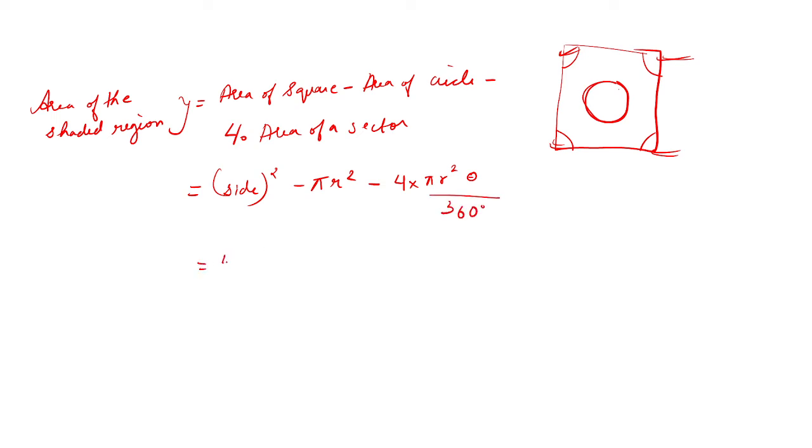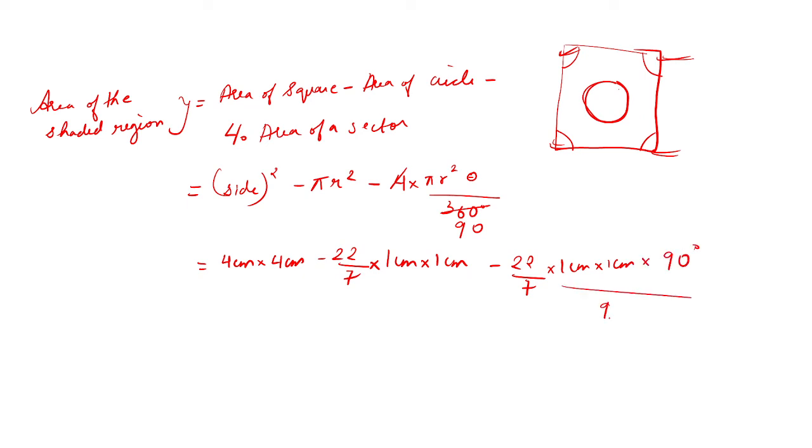So side square is going to be 4 centimeter into 4 centimeter, or 4 centimeter square. Minus 22 by 7 into the radius, which is given as 1 centimeter into 1 centimeter. You can cancel out whichever one. Minus pi is 22 by 7, the radius is also 1 centimeter into 1 centimeter, and theta is going to be 90 degree. You cancel out here, you have another 90, so you can cancel this out.